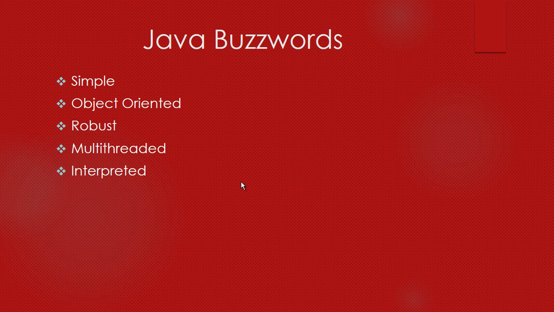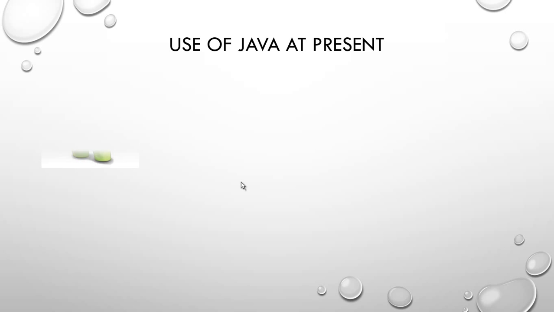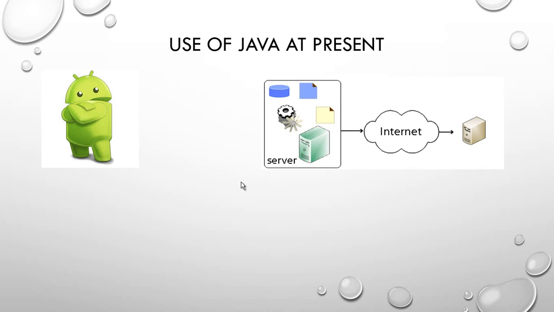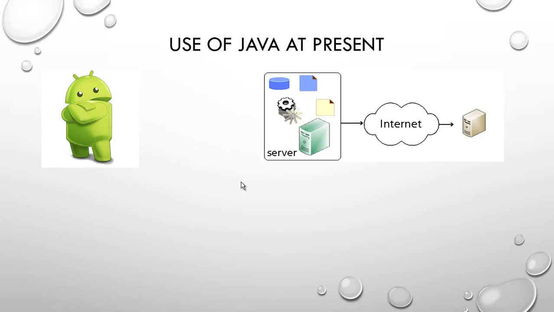So that was all about these buzzwords. Now let's start a very interesting and important topic, that is the use of Java at present. Java is the primary language for building Android apps. Android OS has more than 80% market share, and you can see how big Java's market is. Similarly, Java is a very powerful language, and in fact it is the first choice of many companies to use as their primary language for the server side.